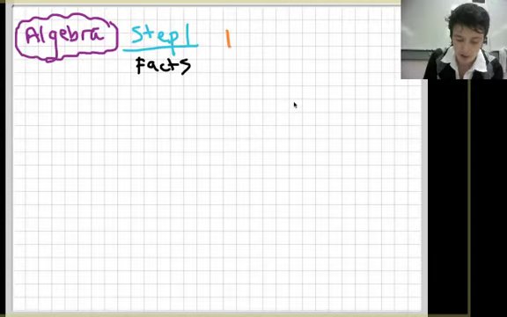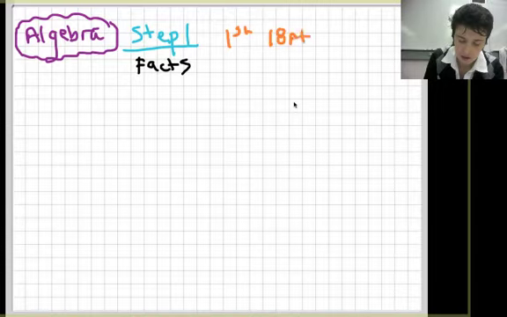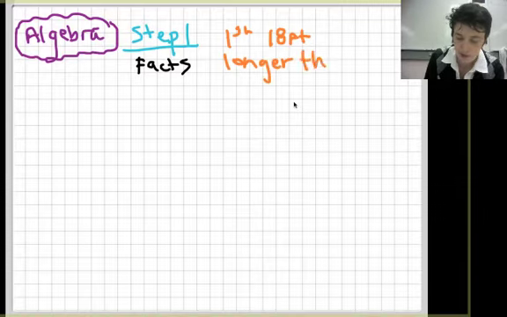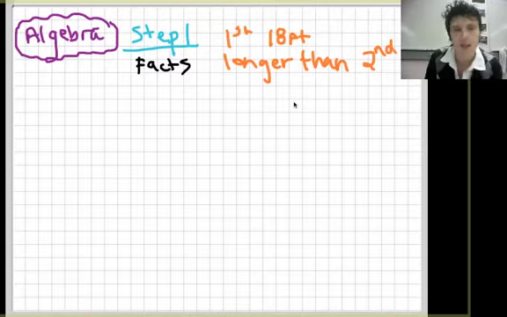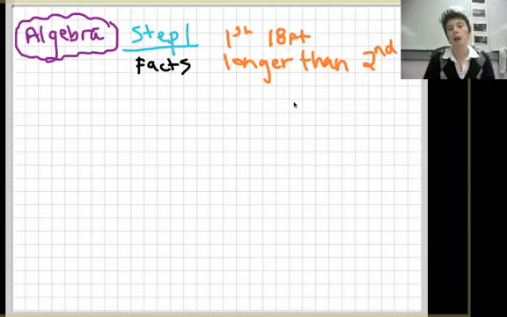So we're going to write the first is 18 feet longer than the second piece. That was the major fact out of the story that kind of stood out to me. So how do we turn this story into an algebra problem?